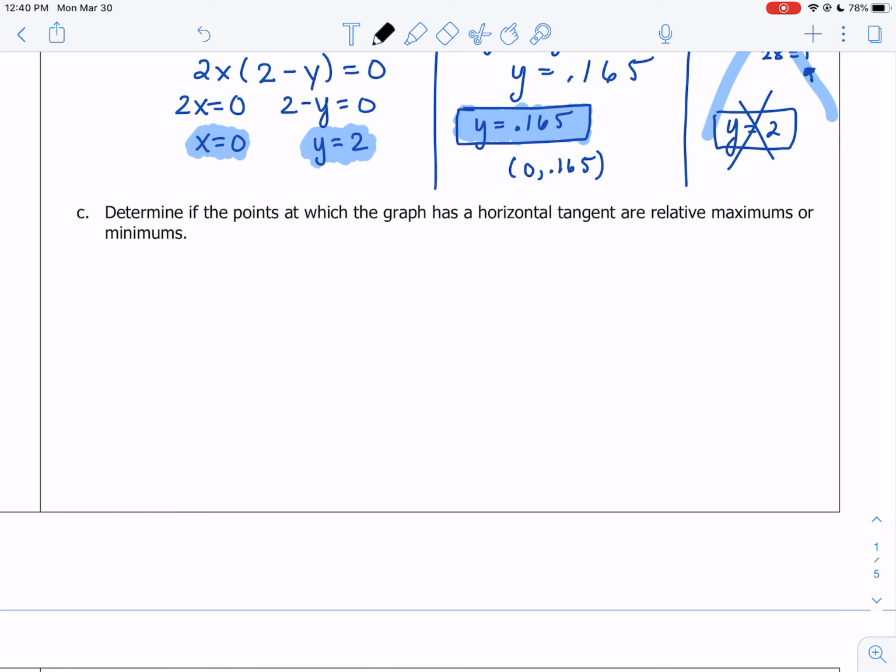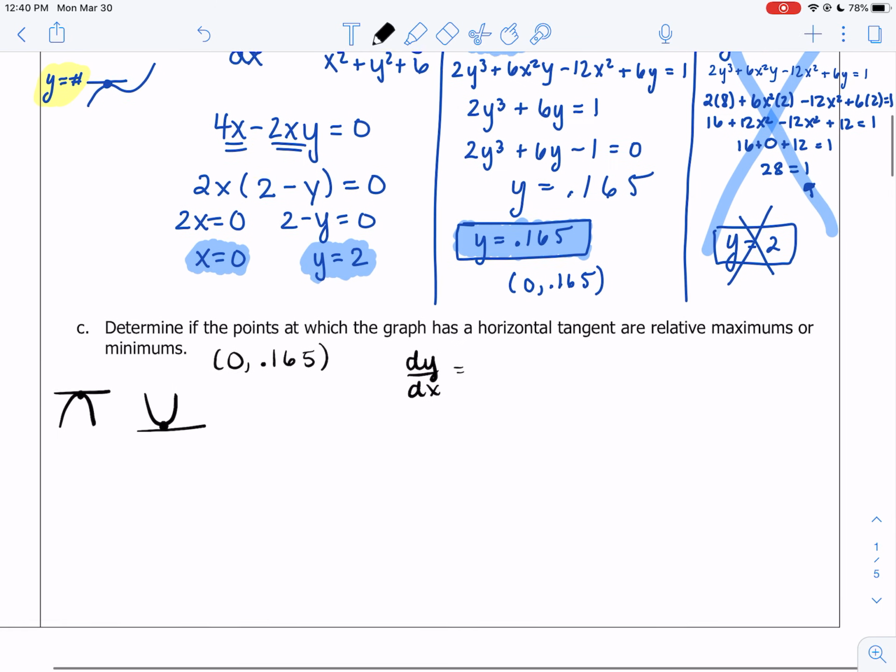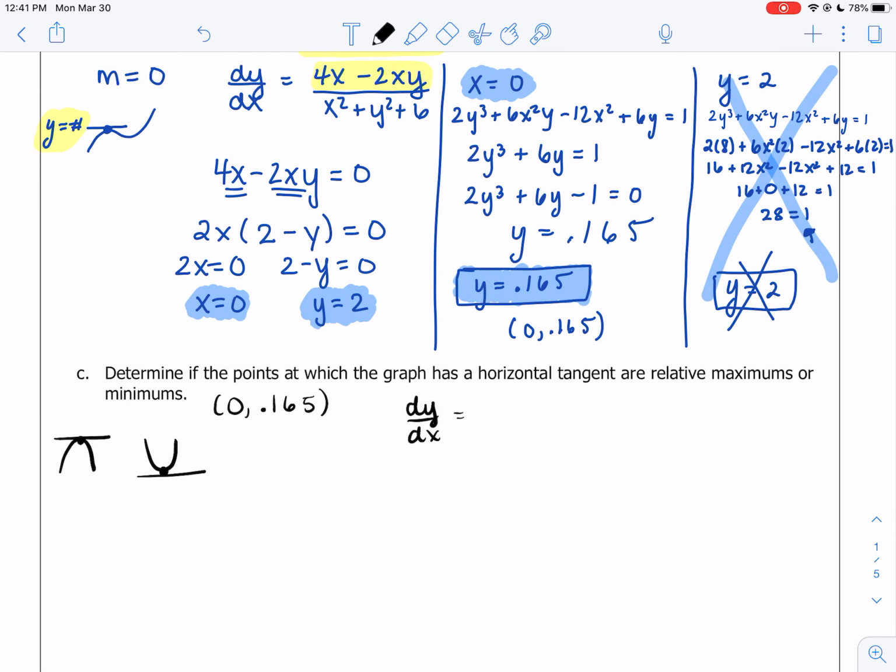Now that we know that we have a horizontal tangent at the coordinate (0, 0.165), the question still remains: is this going to be a maximum or a minimum? When we found maximums or minimums in the past, we took our first derivative, dy/dx, and placed those critical values on the number line. 4x minus 2xy over x squared plus y squared plus 6.